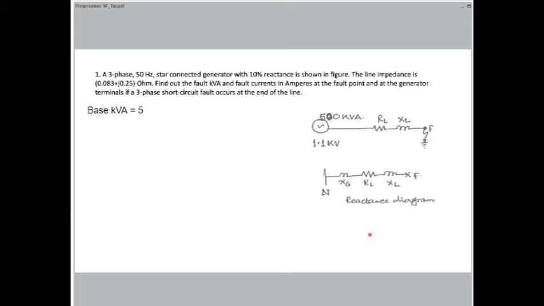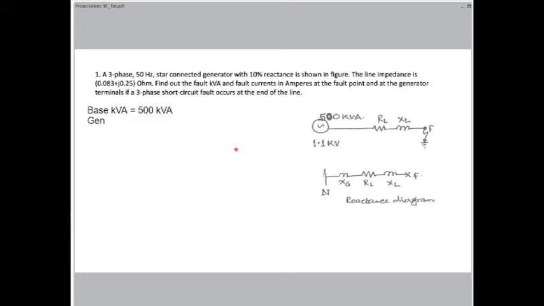For example, if we choose the base kVA to be 500 kVA, it will reduce our calculation because the generator reactance of 10% is given, so that will not change, because our base kVA is equal to the rated kVA of the generator. It won't change. That is our base kVA. Now, when we have our base kVA that we have chosen, we can go to the next step.